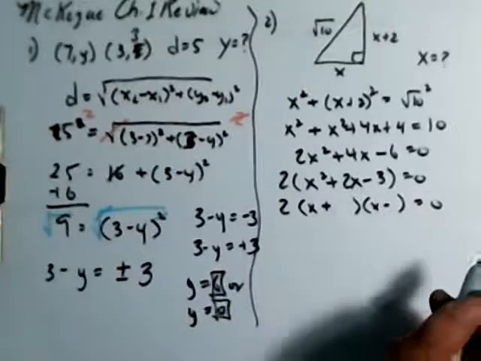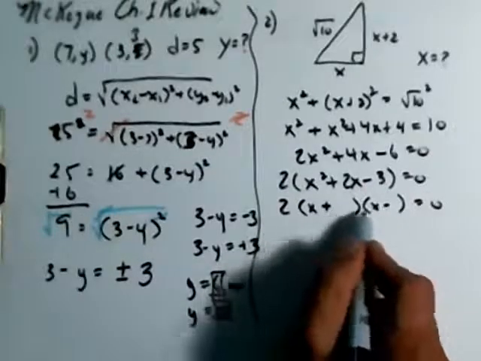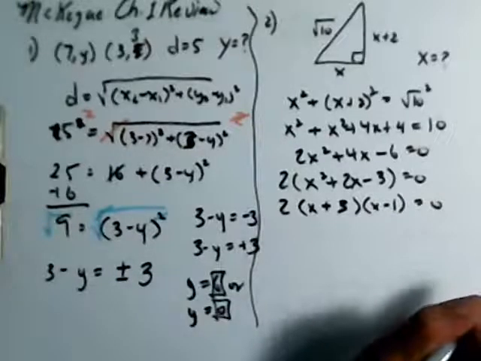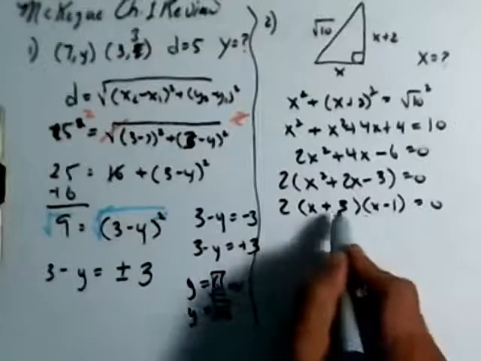What are the factors of 3? 3 and 1. Which one goes with the 3? 3 and 1, 3 and 1. There it is right there. 3 and 1. Did that on purpose. Check your oil in your foil.